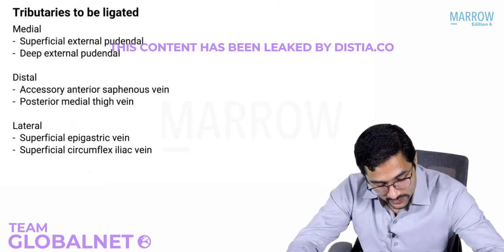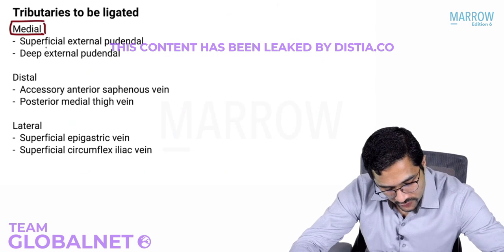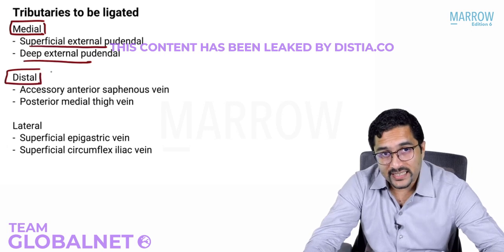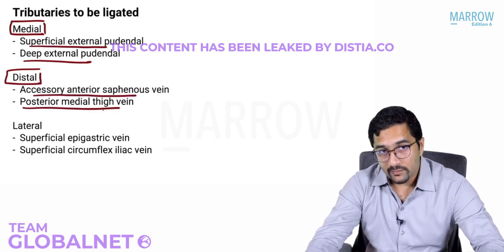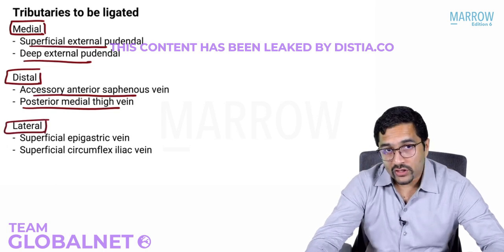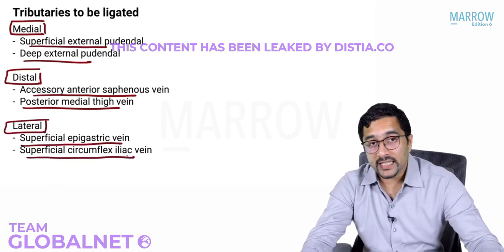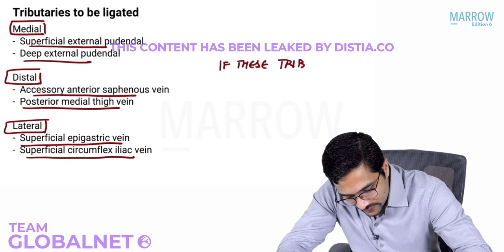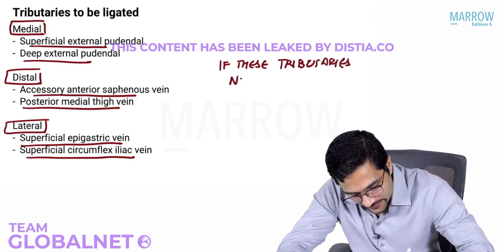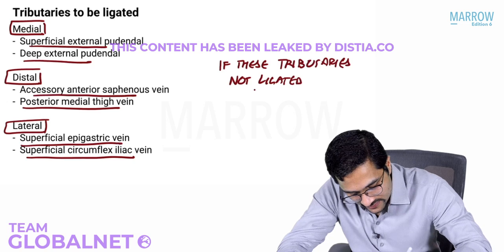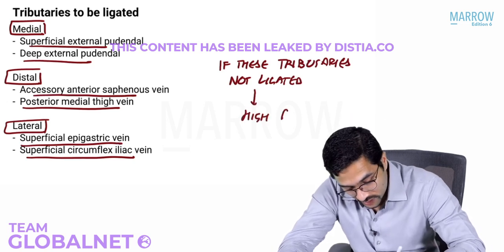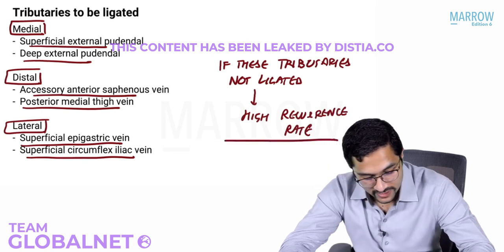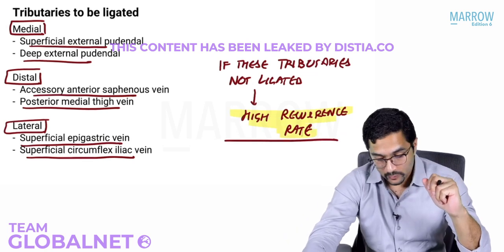And what are these tributaries? Medially, you have the superficial external pudendal and the deep external pudendal. Distally, you have the accessory anterior saphenous vein and the posterior medial thigh vein. Laterally, you have the superficial epigastric and the superficial circumflex iliac veins. If these tributaries are not ligated, then there is a high recurrence rate in Trendelenburg procedure. So this you should know about.